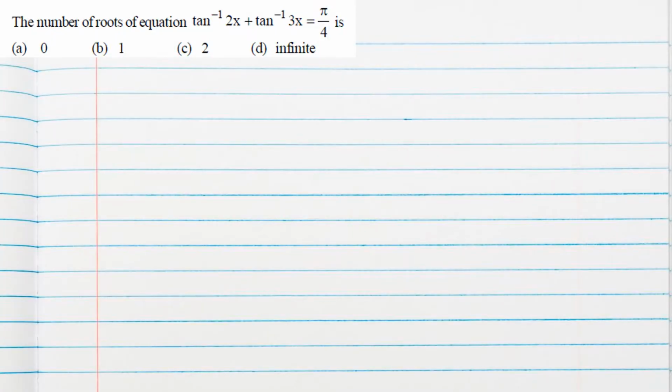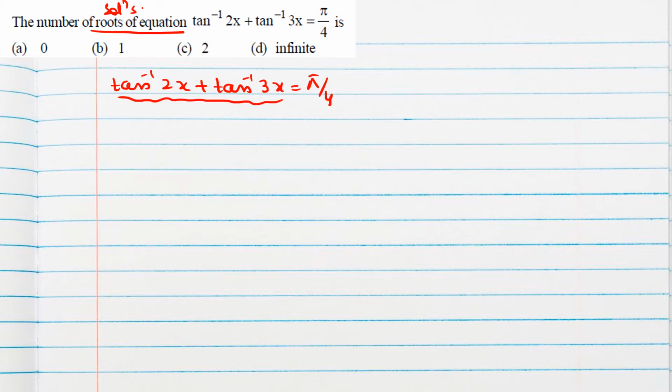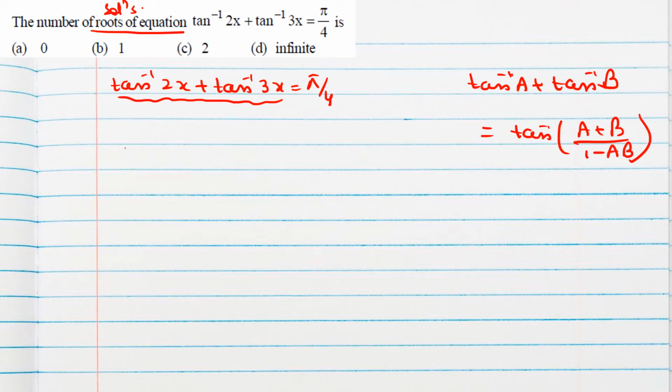Next question is the number of roots of the equation. Roots of the equation means solutions. So here tan inverse 2x plus tan inverse 3x equal to pi by 4 is given. We will apply the tan inverse A plus tan inverse B formula. This basic formula, tan inverse of (A plus B) divided by (1 minus AB). So according to this formula we can write tan inverse of (2x plus 3x) divided by (1 minus 2x times 3x).